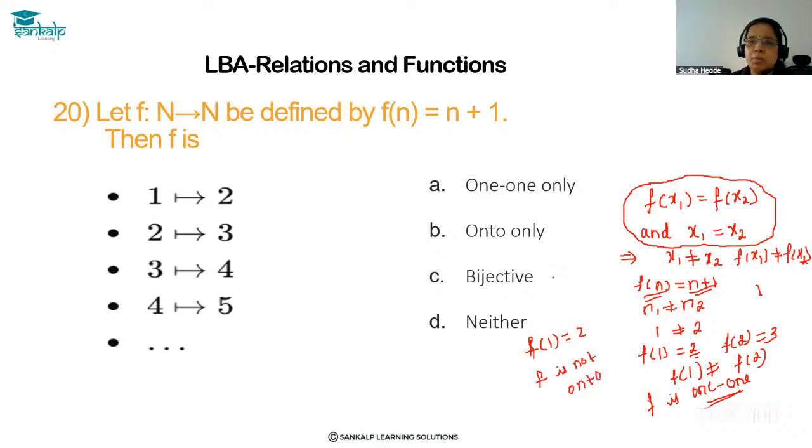Therefore, check the options. It is one-one only, onto only, bijective, neither. So, f is one-one only. It is not onto. Got it right? Just by taking one example, you had proved f is not onto. And for one-one, you have used the contrapositive method. Got it right?